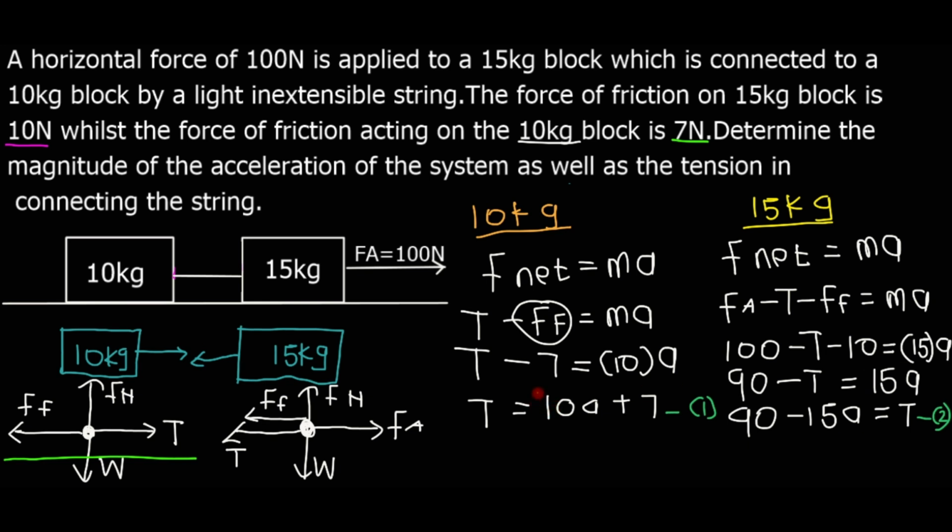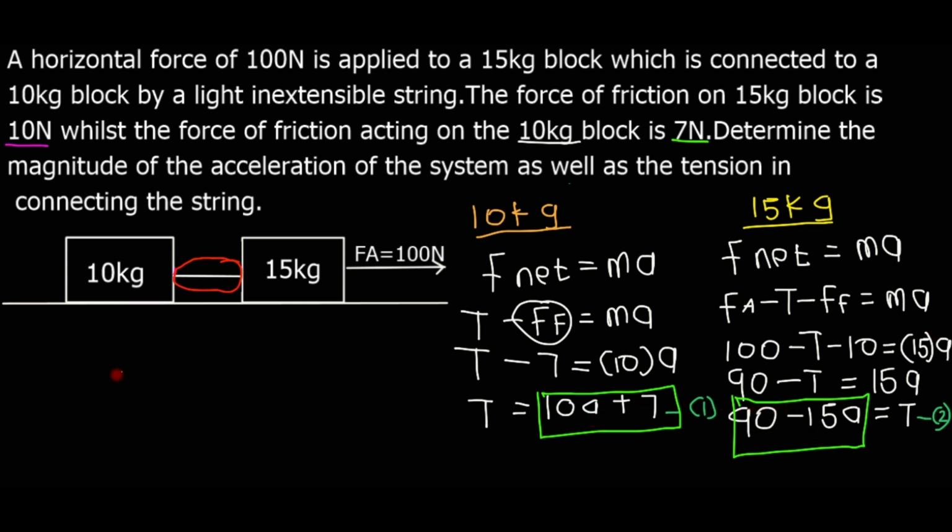So from there I will equate these tensions. The reason I equate is that the tension on the rope is the same. Remember this one and this one are the same thing because we divide into 2, so it's the same tension. So equation 1 equals equation 2, so 10A plus 7 equals 90 minus 15A.